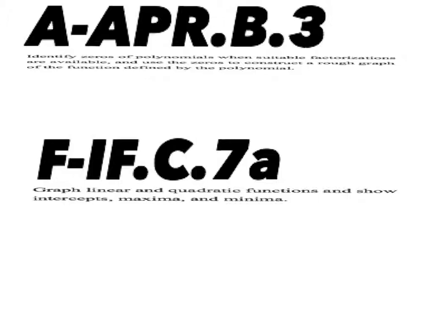You still have to identify zeros of polynomials when suitable factorizations are available. I'm giving it to you. And use the zeros to construct a rough graph of the function defined by the polynomial. And also graph linear and quadratic functions and show intercepts, maximum, and minimum. Here are the homework answers.